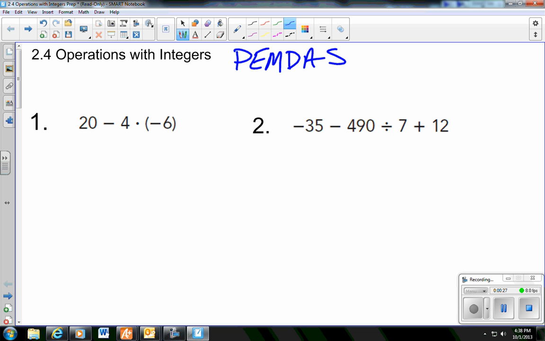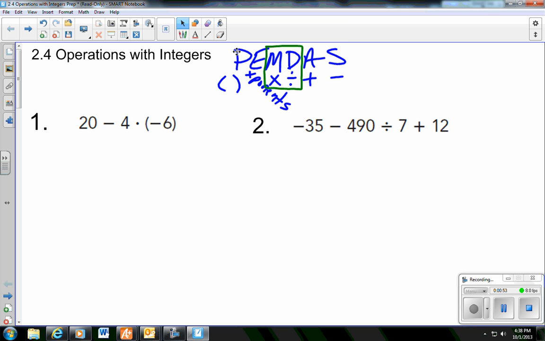So if you remember, P stands for parentheses, E stands for exponents, M is multiplication, D is division, A is addition, and S is subtraction. And it's important to keep in mind that multiplication and division are seen as equals. So, we say do whatever comes first, left to right: parentheses, exponents, multiply, divide, add, subtract. But multiplying and dividing are seen as equals, and adding and subtracting are seen as equals.